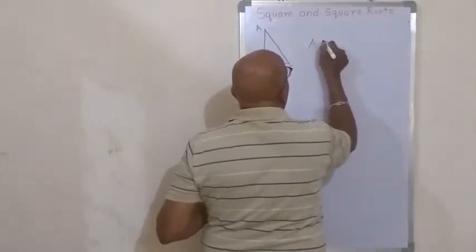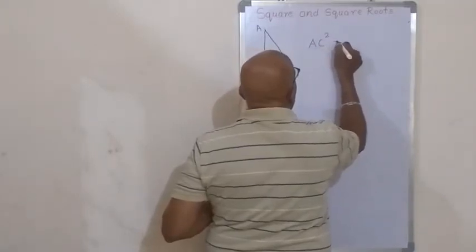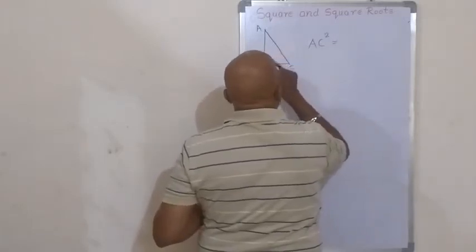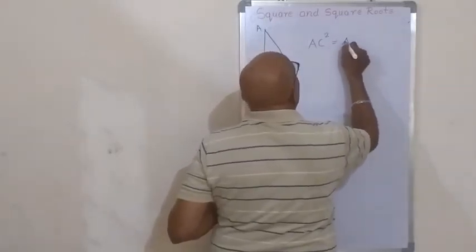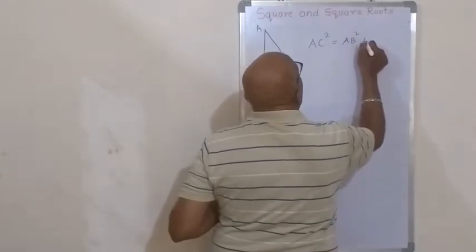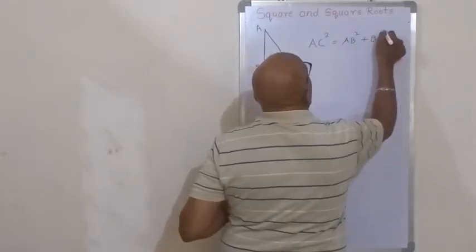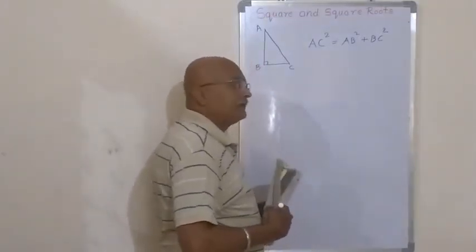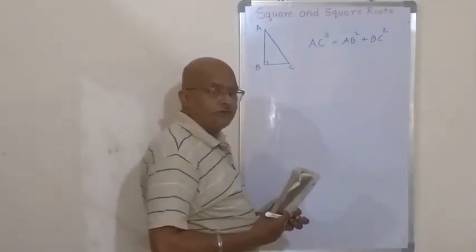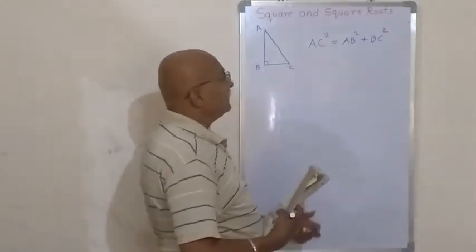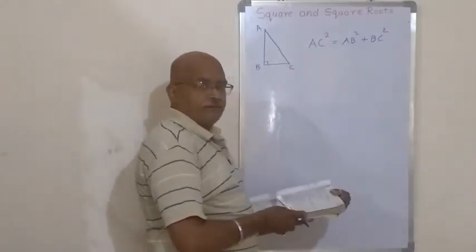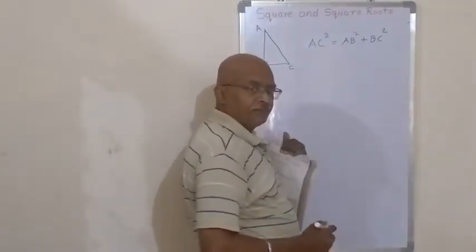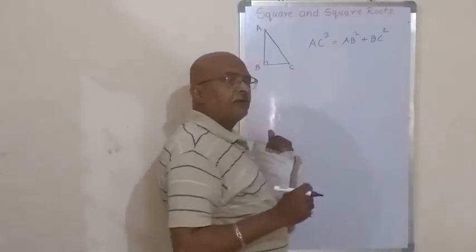AC, that is hypotenuse square, is nothing but the sum of the square of the sides making right angle, that is AB square plus BC square. Now this is the Pythagoras theorem or formula we can say. Now the numbers which satisfy this equation is known as Pythagorean triplet.